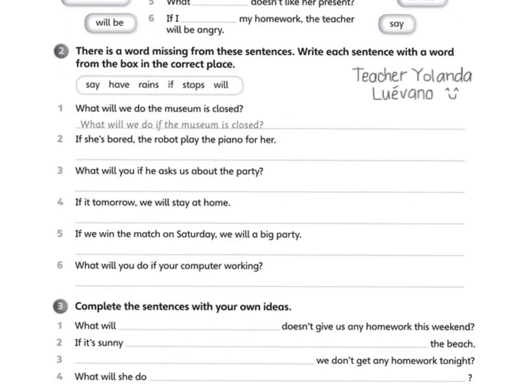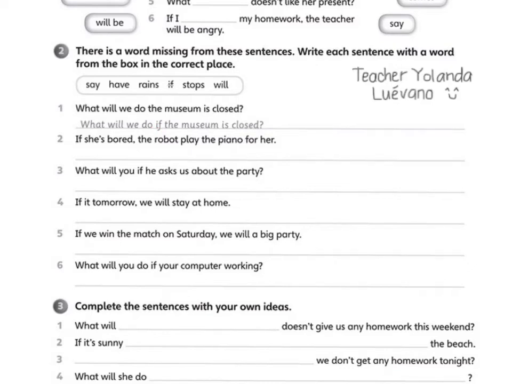It says, there is a word missing from these sentences. Write each sentence with a word from the box in the correct place. These are the words: say, have, rains, if, stops, will. What will we do? The museum is closed. It's incorrect.